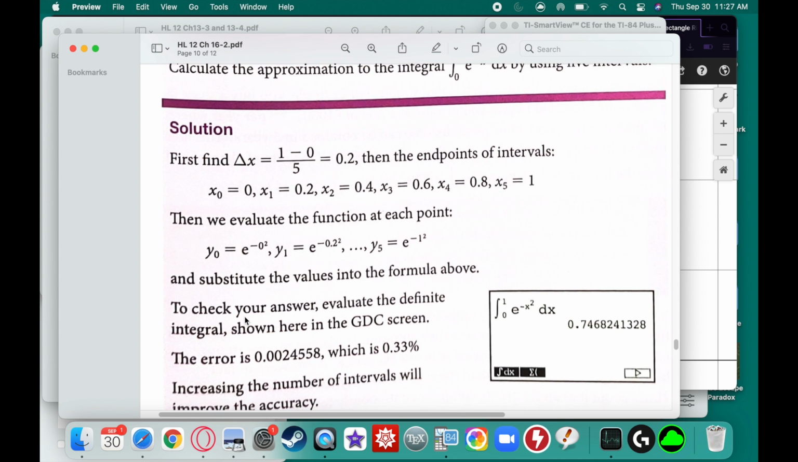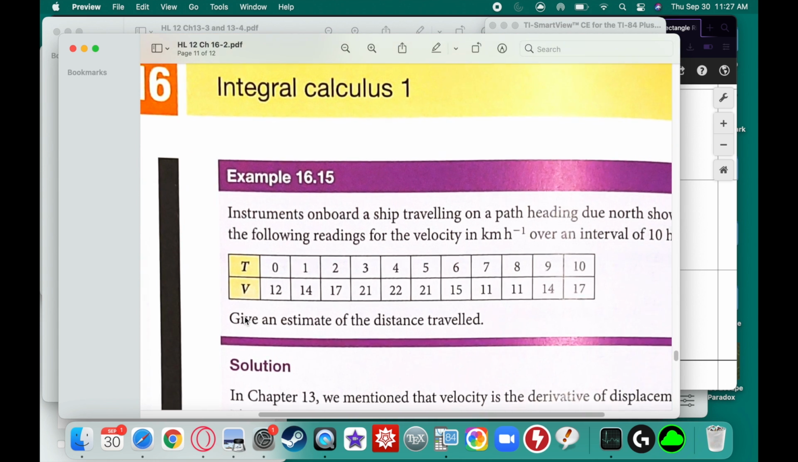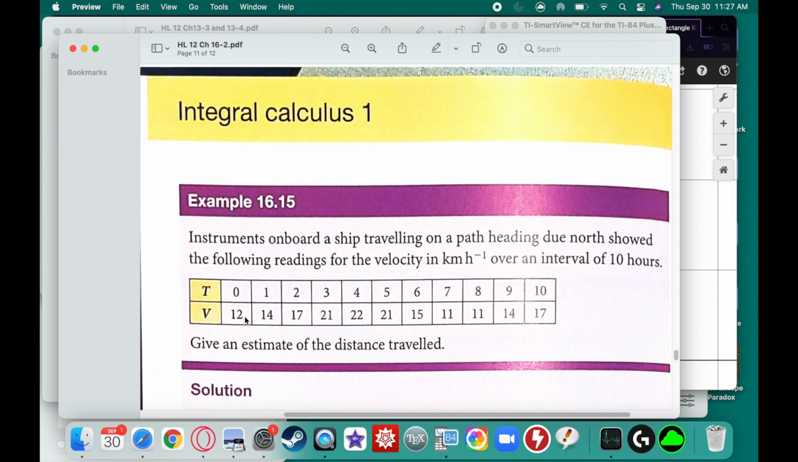I want data. Here we go. Let's do this one. Instruments on board a ship traveling on a path heading due north show the following readings for the velocity in kilometers per hour over an interval of 10 hours. Give an estimate of the distance traveled.